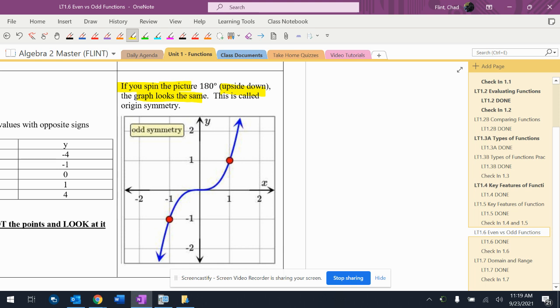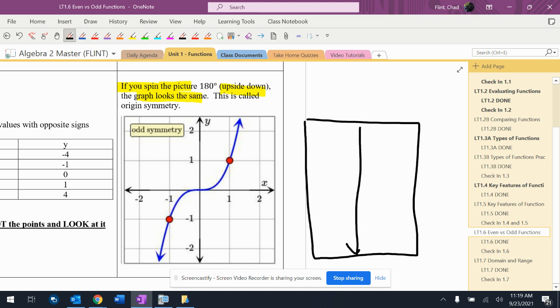If you take that graph and spin it around, let me get an actual pen here. If you spin it upside down so that the y was pointing down like this, that graph would still look the same, even though it's upside down. And that's what you do, physically spin it.